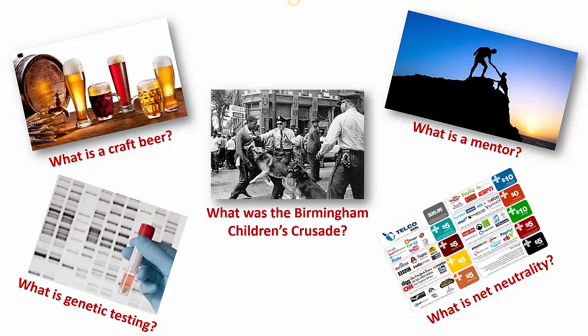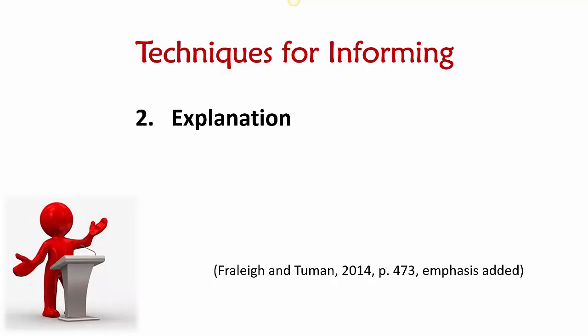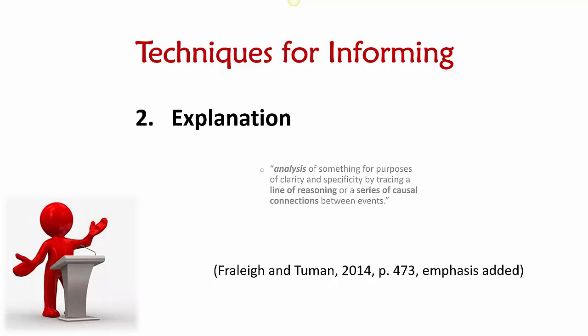So in each of these instances, be it an object, a type of person, an event, a process, or an idea, definition would help us understand the central question, what is this thing? Okay, that's definition. The second primary technique for informing is explanation.